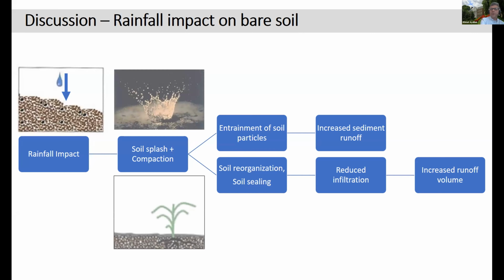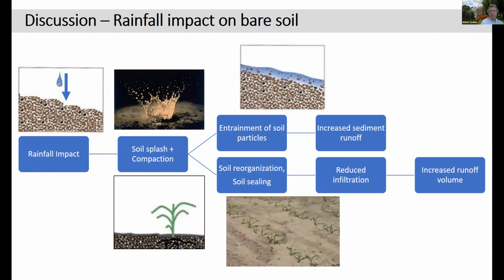On how the rainfall impacts works. Once the rainfall affects the soil, there's going to be soil splash and compaction. Here there's going to be entrainment of the soil particles, and then the soil particles will reorganize, and there will be soil sealing. That means, especially under the compost or compost-amended layer, if there is any type of soil, that soil may be sealed or its hydraulic conductivity can be decreased.